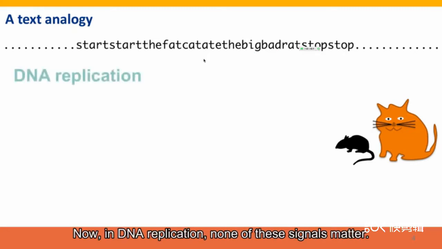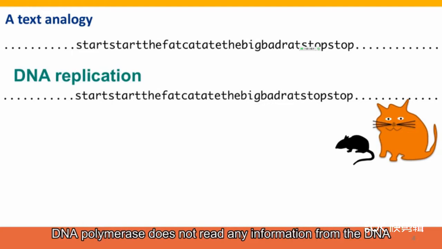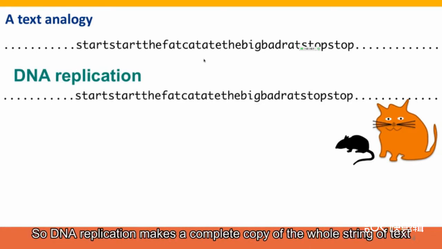Now, in DNA replication, none of these signals matter. DNA polymerase does not read any information from the DNA that it's copying. It just copies it accurately. So DNA replication makes a complete copy of the whole string of text that we started with.